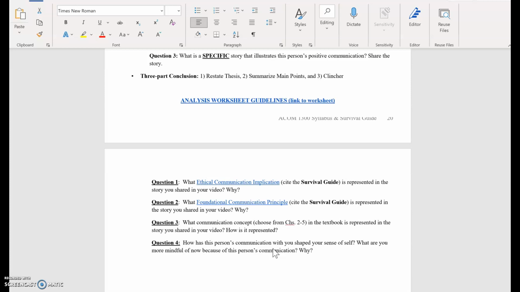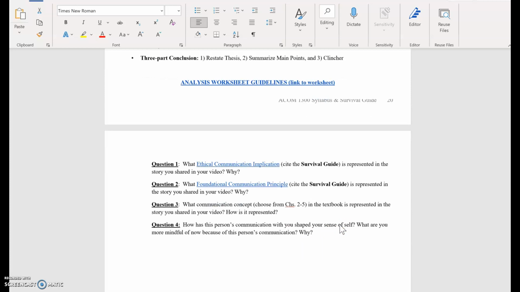So you can go through the chapters in the textbook and pick one concept that you think is exemplified in the story. And then finally, how has this person's communication shaped your sense of self? What are you more mindful of because of this person's communication?